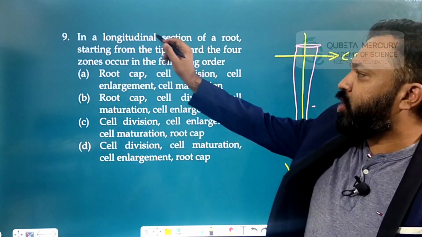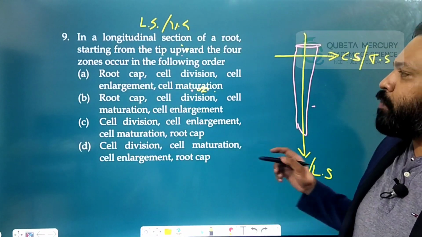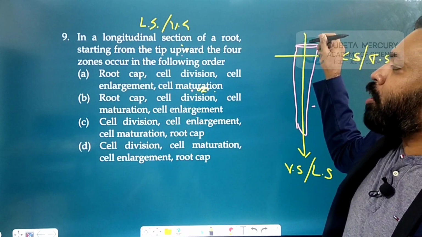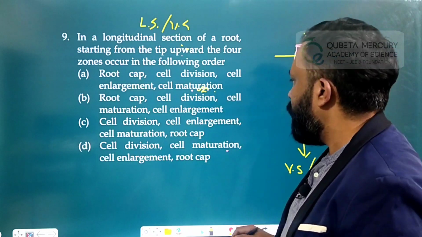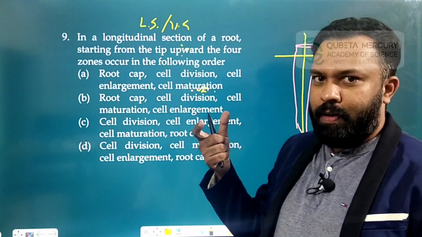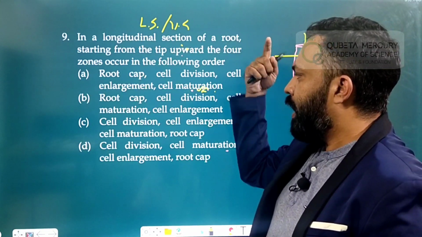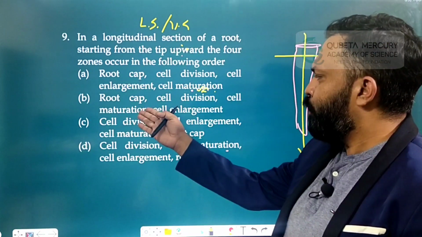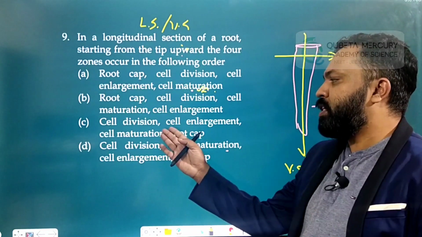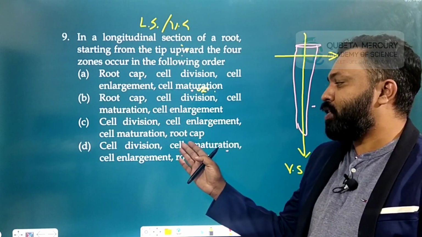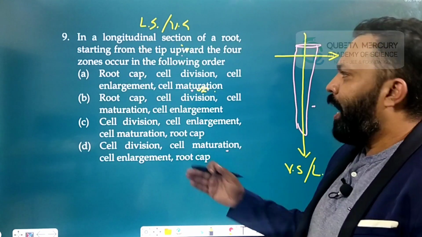In a longitudinal section, the so-called LS, otherwise called the VS, right, of a root starting from the tip upward, the 4 zones occur in the following order. Options are here. You just listen to the options, please. Option A, root cap at the base, cell division just above the root cap, cell enlargement and cell maturation, or else root cap, cell division, cell maturation followed by cell enlargement, cell division, cell enlargement, cell maturation and root cap, cell division, cell maturation, cell enlargement and root cap.